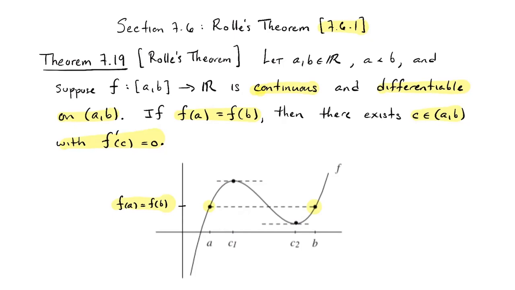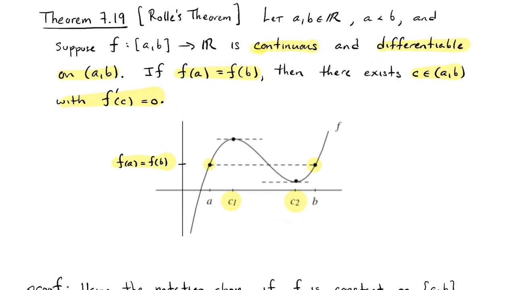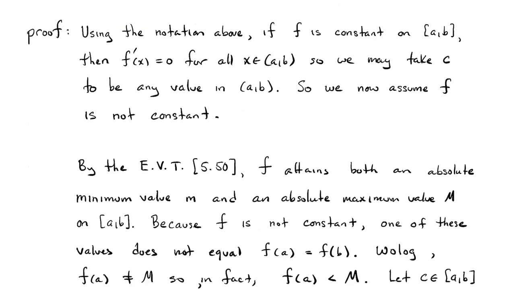And the theorem is saying that there has to be some place where the derivative vanishes. In fact, in this picture, it looks like there's two such places. So Rolle's theorem doesn't forbid the derivative from being 0 in more than one value. It just says that it has to happen at least once. Okay, so this is probably a familiar statement from calculus. Let's go ahead and just check out the proof.